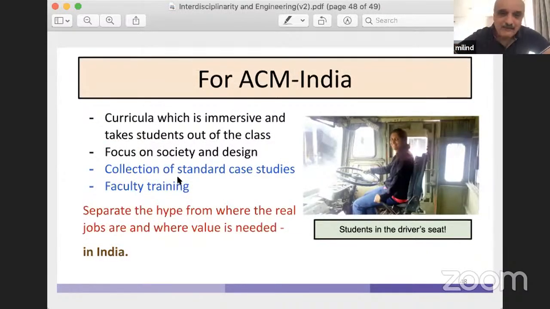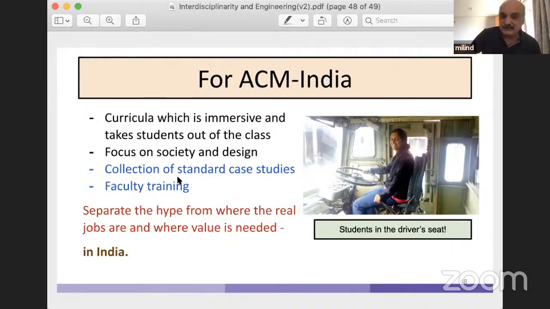So for ACM, I would suggest curricula which are more immersive and which take students out of the class, focus on society and design. So there's a lot of design which hopefully I've indicated. And collection of standard case studies. The Shahpur Taluka Bus Depot would be a good case study for students to follow, and of course faculty training.